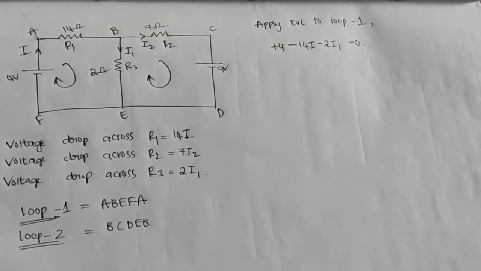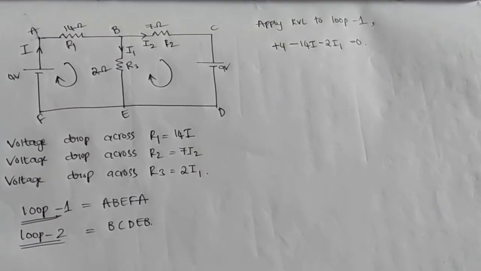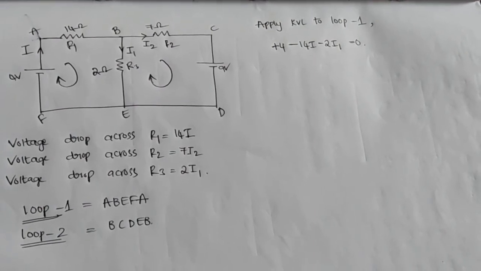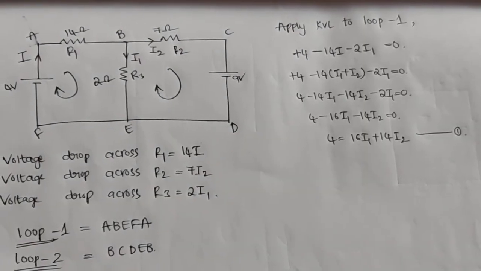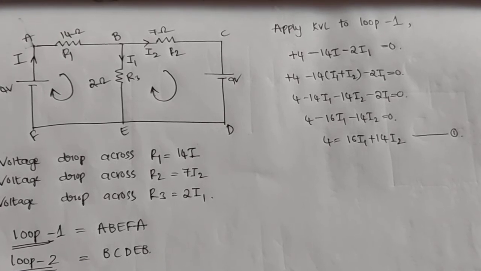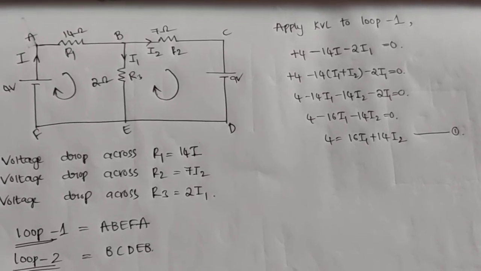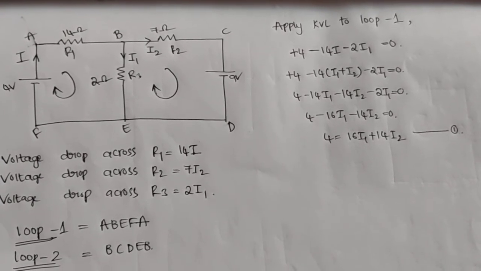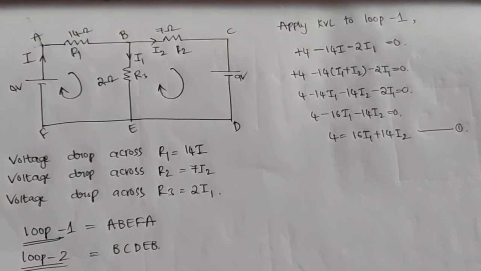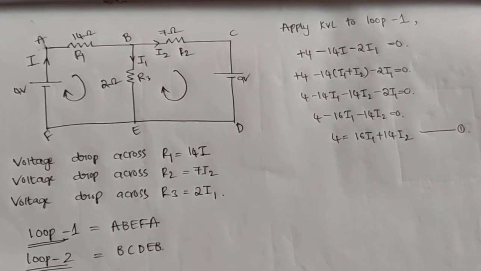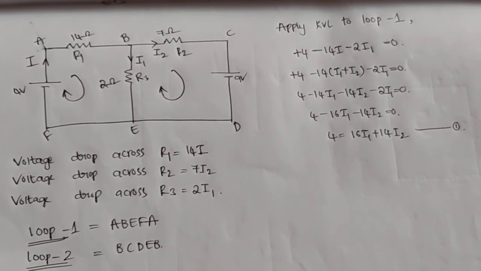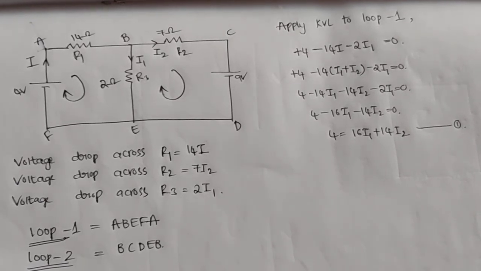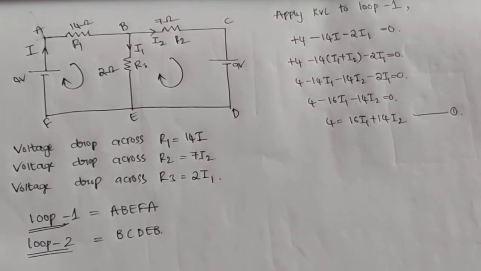Here the value of I is I1 plus I2. So substituting in the equation, I equals I1 plus I2, we get 4 minus 14 times I1 plus I2 minus 2I1. That is 4 minus 14I1 minus 14I2 minus 2I1, which gives 4 minus 16I1 minus 14I2 equals 0. Sending the 16I1 and 14I2 to the right-hand side, 4 equals 16I1 plus 14I2.